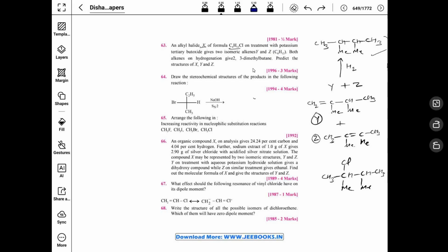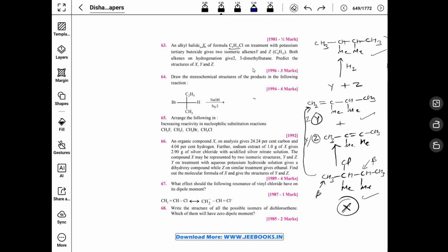Now you can clearly see that after the elimination reaction, if you remove this beta hydrogen, then you get this compound. And if you remove this beta hydrogen, then you get this compound. So this is the structure of X, and Y and Z could be any one of them. So we can say that X is this one, Y is this one, or you can say Y is this one, it doesn't matter, and Z is this one.